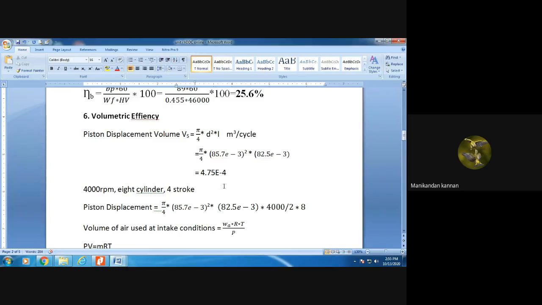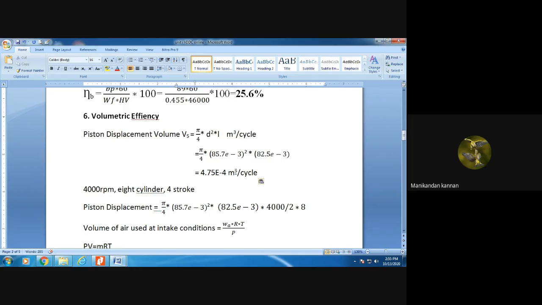See, now I will explain this value. D unit is what? Meter square, because you have converted mm into meter. L unit is meter. So meter square into meter, you will get meter cube. This is per cycle, not related to time. For one cycle, my piston displacement volume is this much.